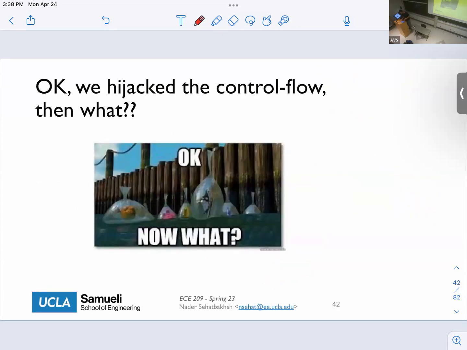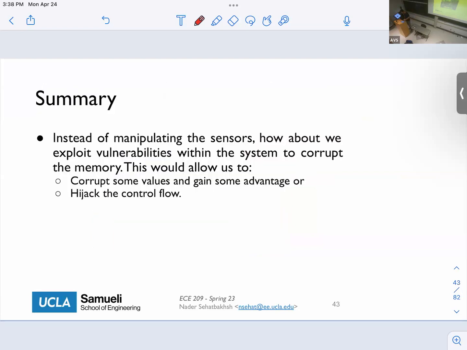So let's see how we actually hijack the control flow. And then the second question is, if the adversary managed to hijack the control flow, what would happen then? What is the goal of the adversary? Okay, I'm disrupting the original execution, but then what? In order to answer that, let's take a step back.